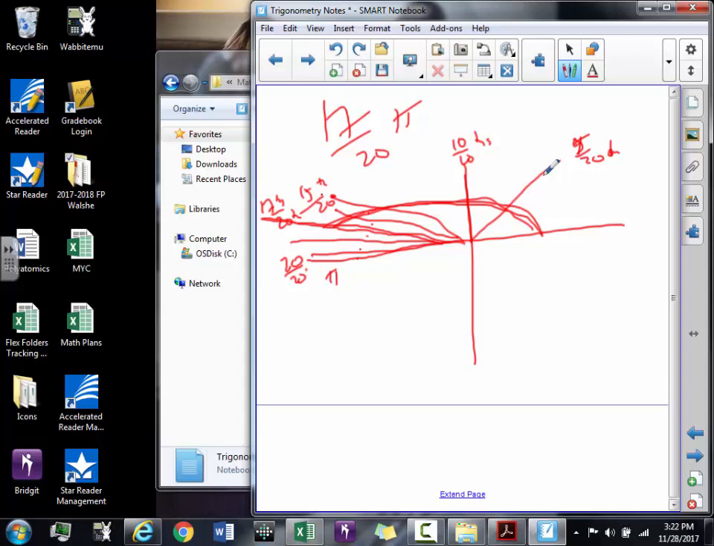So radians is always going to be a fraction of pi. Pi is halfway around your circle. 2 pi is the whole way around your circle. Does that make sense? Okay.